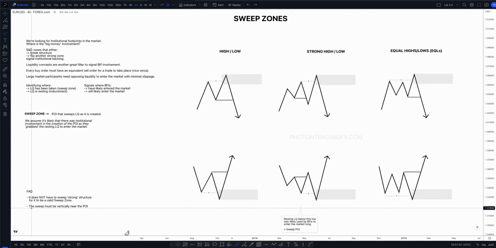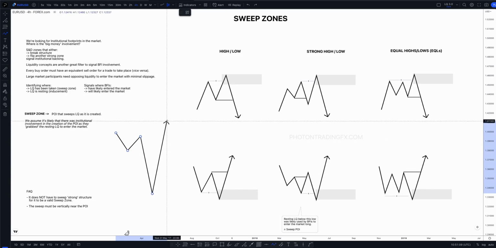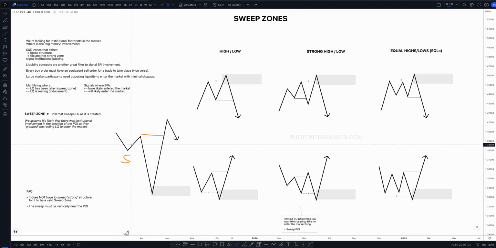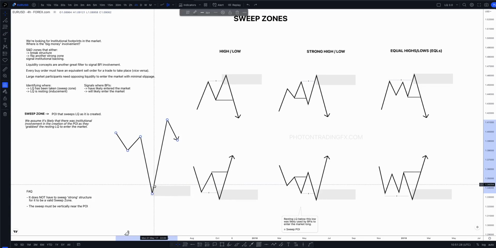Okay, and the other thing is the sweep must be vertically near the POI. What I mean by that is, say you had a pullback like here, and then price comes all the way down, and then price comes all the way up and breaks this high. That is a valid demand zone, right? That broke this high here. But can we say that it swept the liquidity behind this low? Well, it's miles away, right? So it's probably used liquidity all the way down here. So I wouldn't say that that's a sweep zone of this level, okay? It needs to be pretty near it.